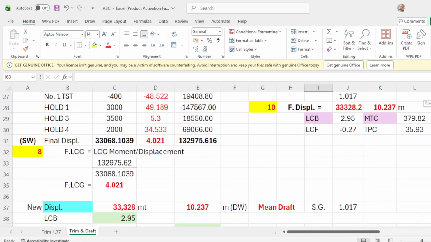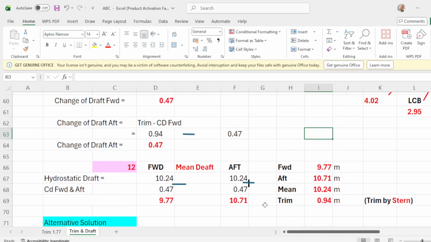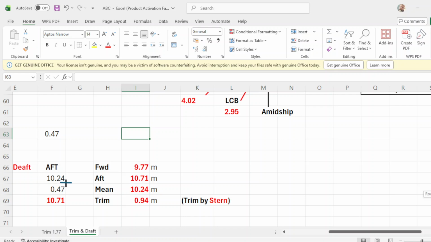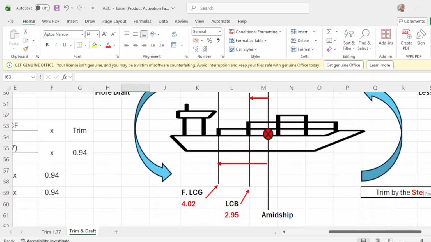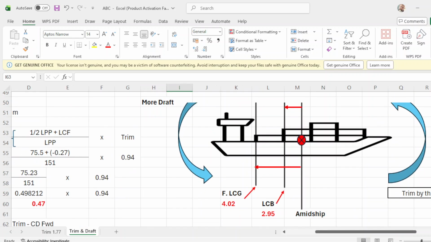That's why your drop is 10, you have more drop up of 10.71 and forward is 9.77 and your trim is 94. And another way of looking at it is by using the value of your LCG and LCP. Okay, take note.